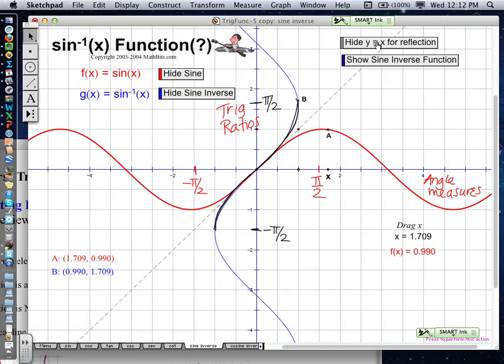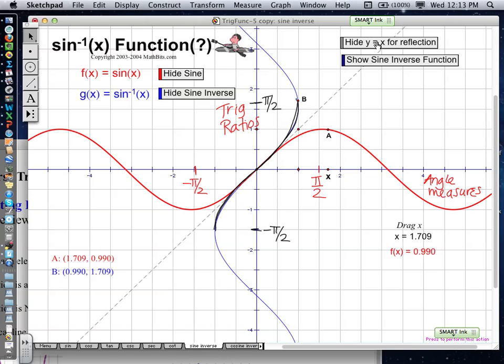Okay, so that's what we were trying to get at in this investigation: to get you to see that if I reflect the entire sine graph across the line y equals x, the result is a graph that is not a function. If I reflect the sine graph across the line y equals x, and I've restricted its domain, then the result is a function. And the reason I want that to be a function is this.